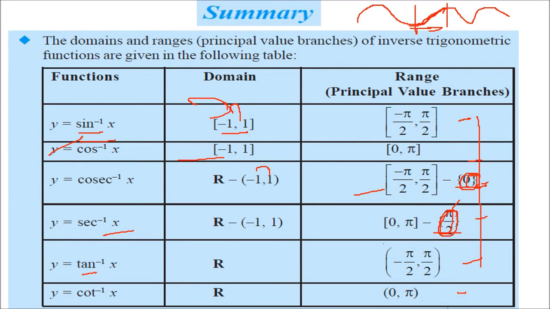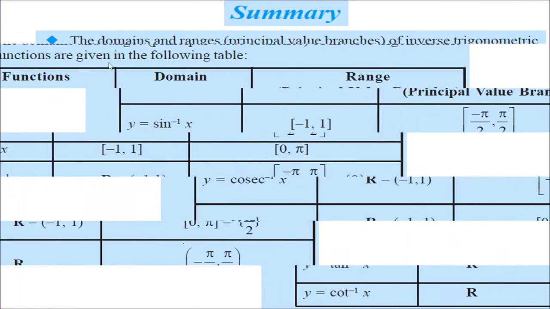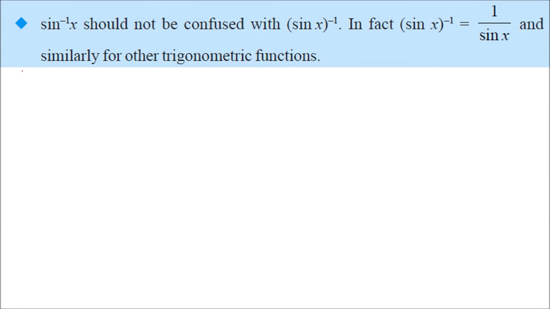And then tan inverse x and cot inverse x: there is no problem with the domain, it is all real numbers, but the range will be minus pi by 2 to pi by 2, and 0 to pi. The same explanation goes for the range. The principal range for these functions is 1:1 and onto, or bijective. Sine inverse and sine x whole inverse are different. Actually, sine x to the power minus 1 is 1 by sine x.